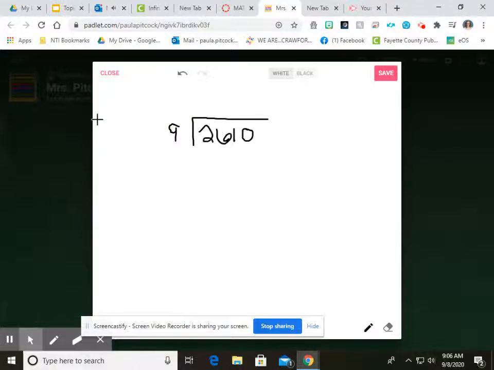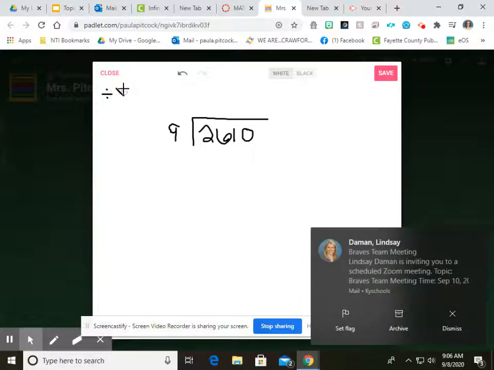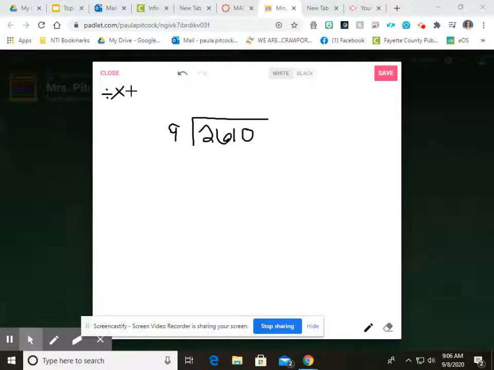Okay? So our song said that I need to divide, multiply, subtract, bring it on down, then bring it on back. So let's do this. Can I change a pen color? I don't think I can. Okay, so 9 goes into 2 0 times, but 9 goes into 26. 9 goes into 26 twice. So I divided. Multiply. 9 times 2 is 18.